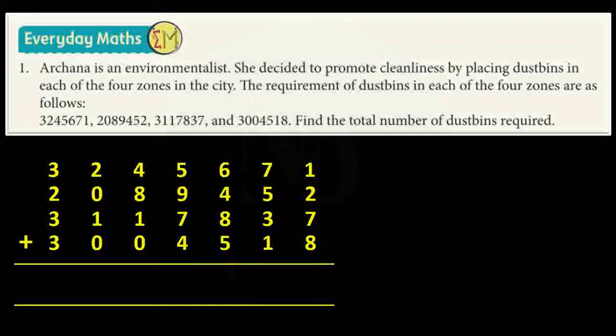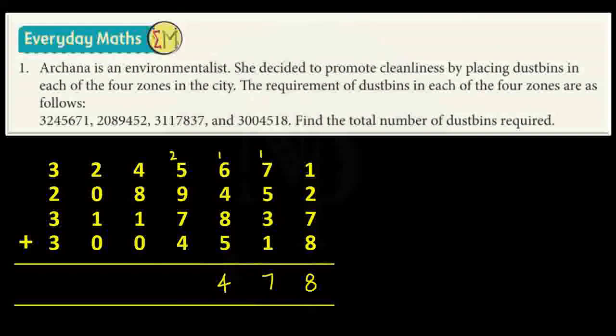1 plus 2 is 3, 3 plus 7 is 10, 10 plus 8 is 18. Let us write 8 in 1's place and let us carry forward 1 ten to the 10's place. 1 plus 7 is 8, 8 plus 5 is 13, 13 plus 3 is 16, 16 plus 1 is 17. I will write 7 here and 1 is carried forward. 1 plus 6 is 7, 7 plus 4 is 11, 11 plus 8 is 19, 19 plus 5 is 24, 4 is written here and 2 is carried forward.